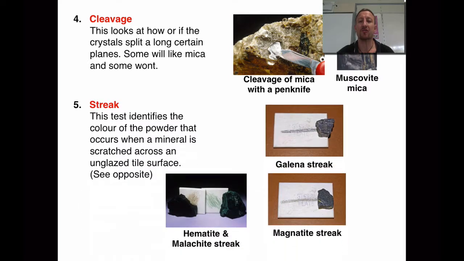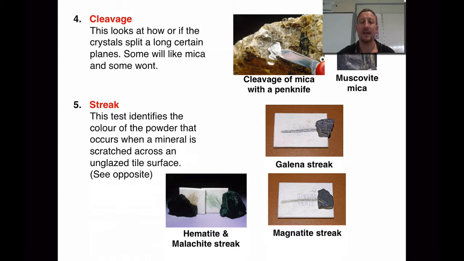We go on to the streak test. Now the streak test is often done on an unglazed tile, and it looks at when you scratch the mineral across the unglazed white tile, the color of the powder which is generated. If you look at the three photos that you've got here, we've got galena. Galena is producing that sort of grey color. Then we've got magnetite, which has a sort of browny grey color.